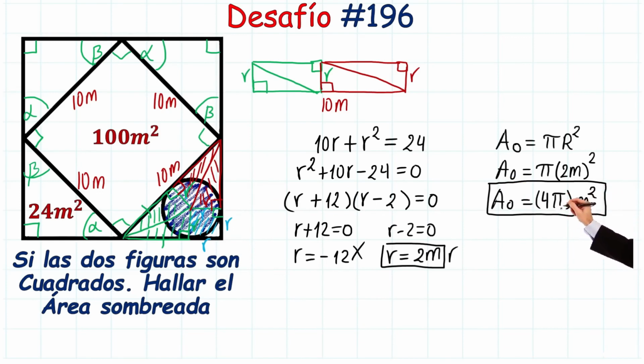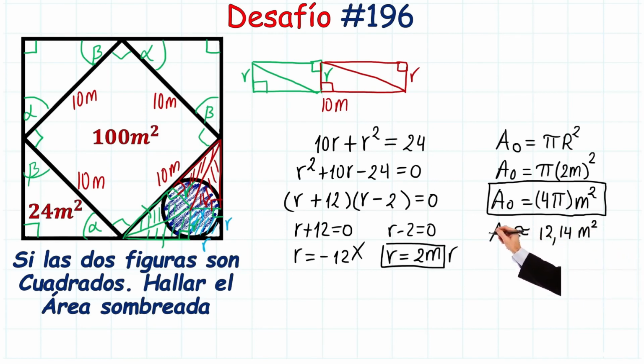If you want, you can multiply 4 by 3.14. So you're going to get an approximate solution, right? So now the area of the circle will be 12.14 square meters. Here we have to notice that it's not equal but approximately, because we have more decimals. So here we have the decimal solution, and the exact solution.